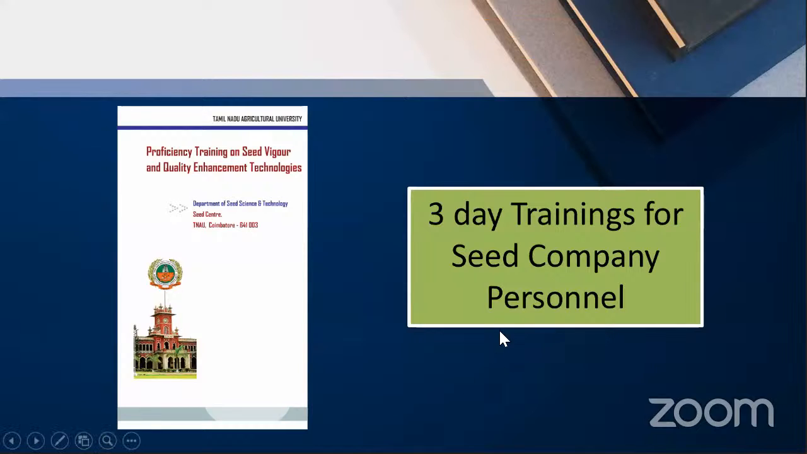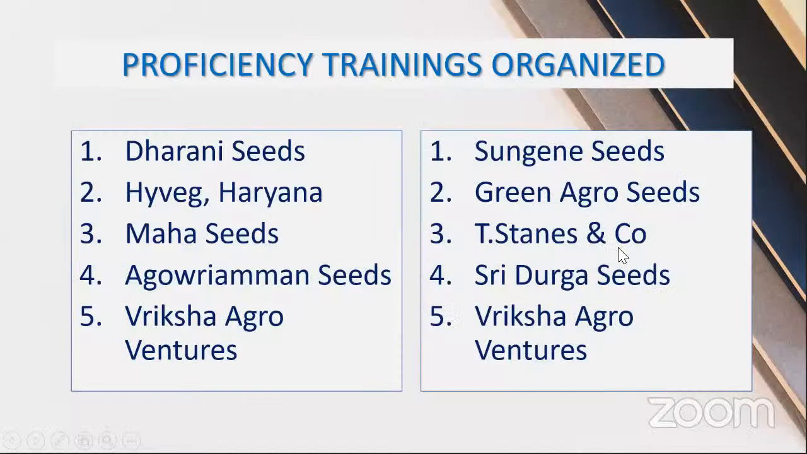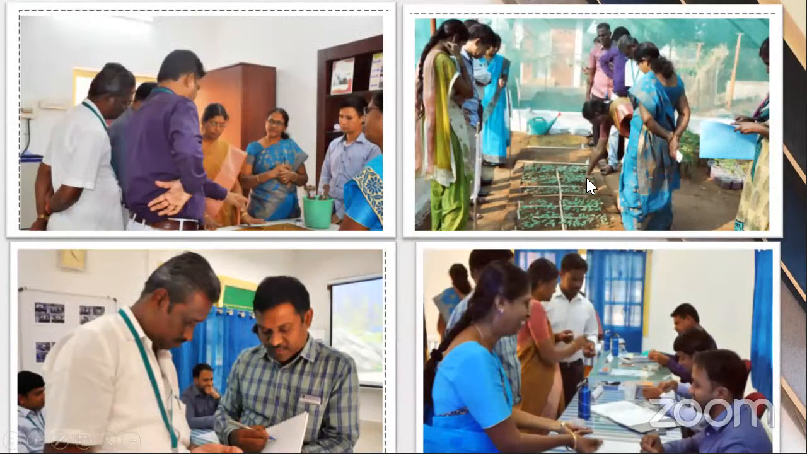I have only a few more slides. Based on the technologies that we developed, we conducted proficiency training on seed vigor and quality enhancement techniques for seed companies, a 3-day paid program. Many seed companies participated: Dharani Seeds, Highwedge, Haryana, Maha Seeds, Egoriaman Seeds, Riksha Agro Ventures, Sungene, and more. They were given hands-on training about all these techniques developed in our own laboratory.